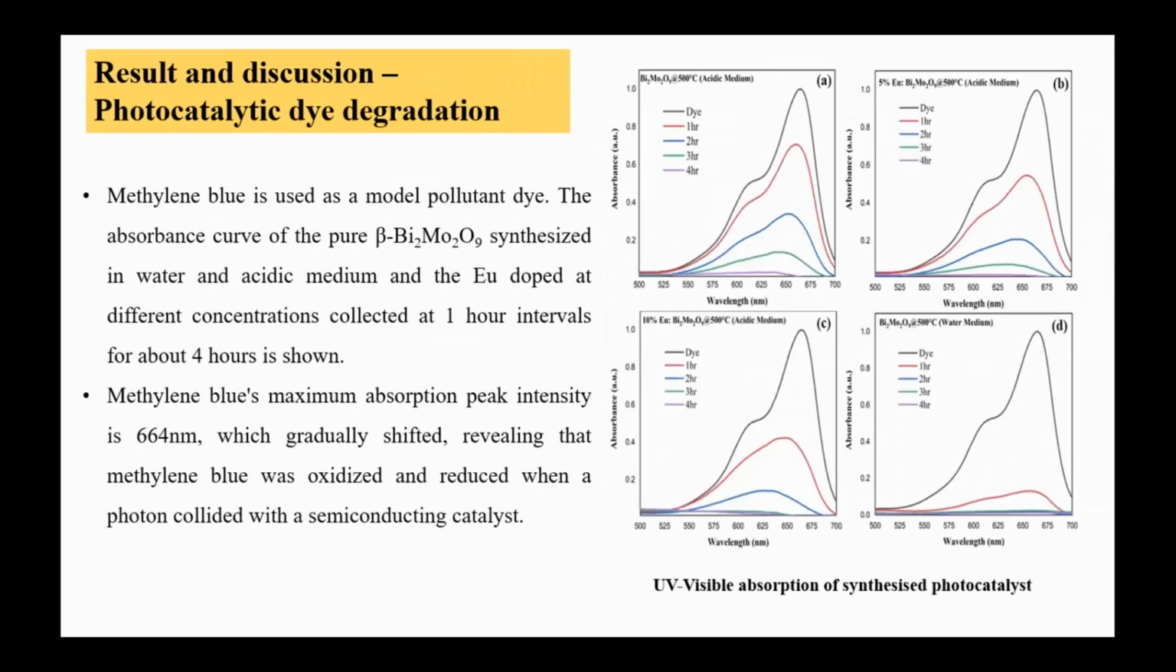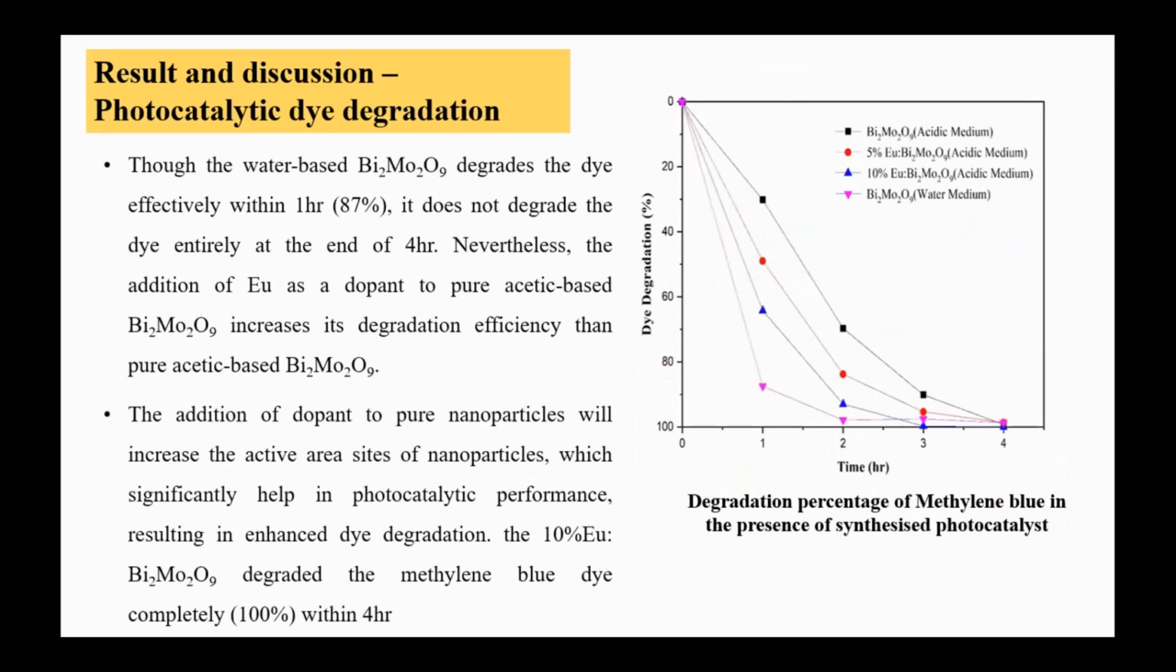So the photocatalytic dye degradation results are shown. Methylene blue is taken as a model pollutant dye. The absorbance curve of bismuth molybdate synthesized in water and acetic medium is taken at an interval of 1 hour and the experiment is conducted for about 4 hours. The methylene blue's maximum absorption peak at 664 nanometers gradually decreased, revealing that the methylene blue was oxidized and reduced when a photon collided with the semiconducting catalyst.